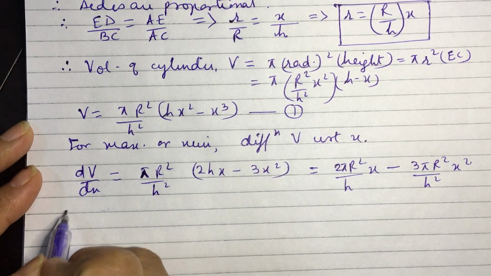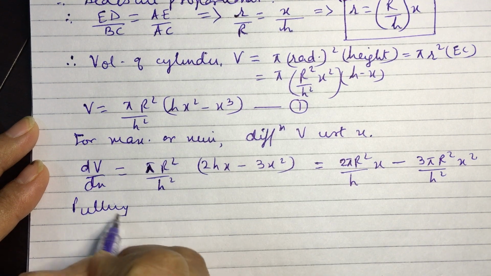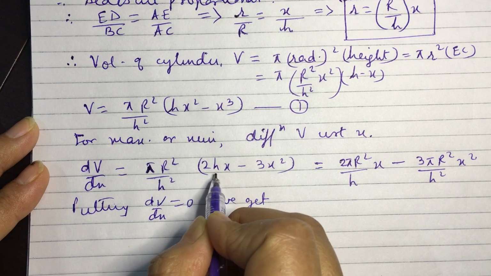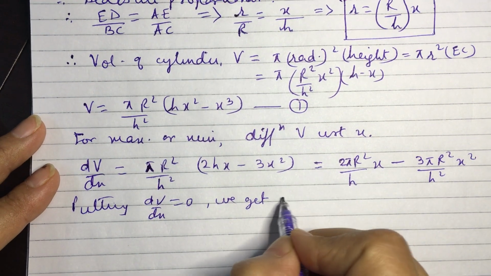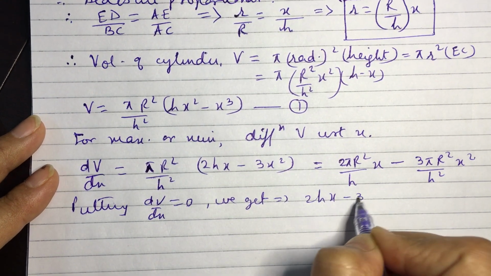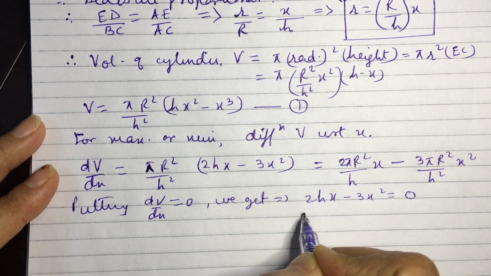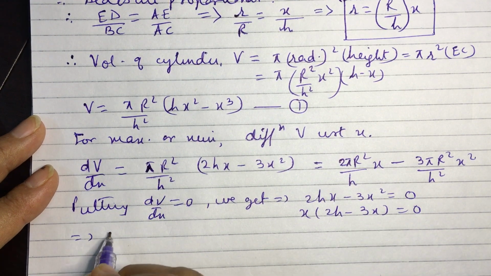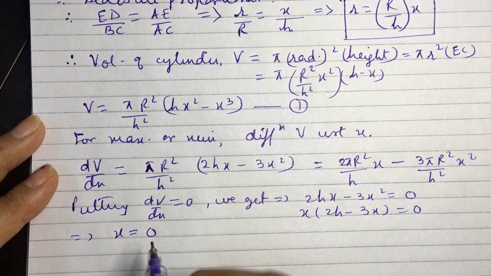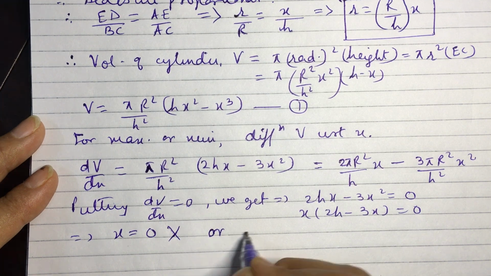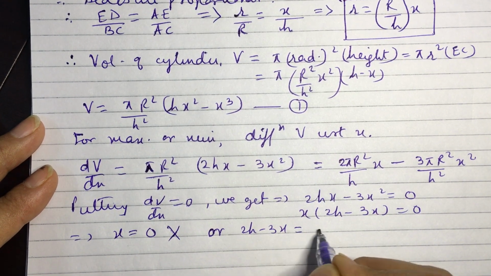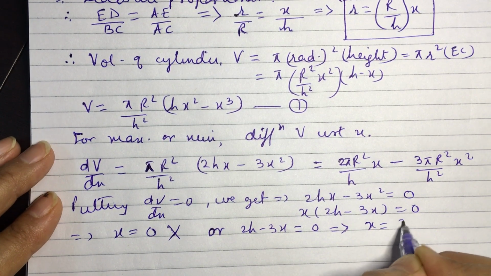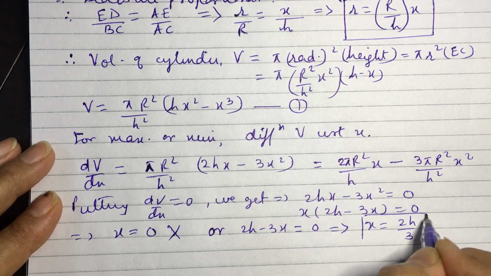Now putting dV by dx equal to 0, we get, now this term is 0, that is 2hx minus 3x square equal to 0, that is x times 2h minus 3x equal to 0. This gives us x equal to 0, which is not possible, or 2h minus 3x equal to 0, which gives us x is equal to 2h over 3.